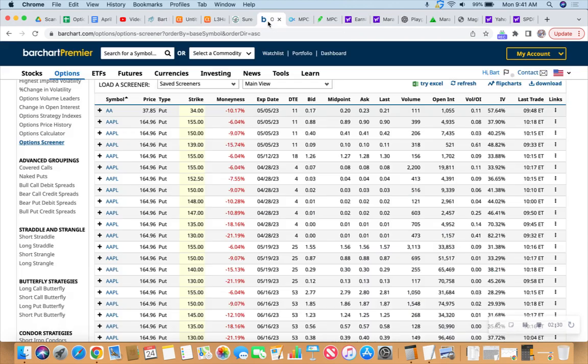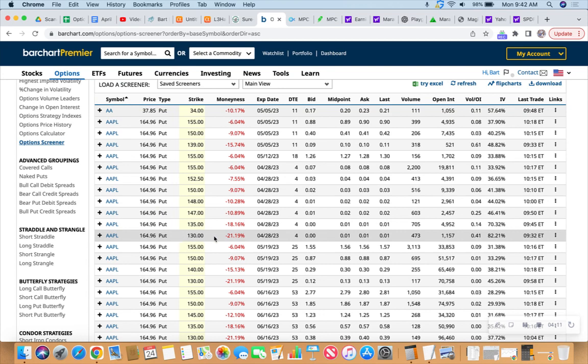But what are the dates on these Apple trades? So there are a handful here that are just expiring at the end of the week, 4 days out, April 28th expiration date. So what are they showing us? They're showing us that Apple's around $165 right now, and there could be some money to be made at $155 all the way down. So $155 all the way down to $130.